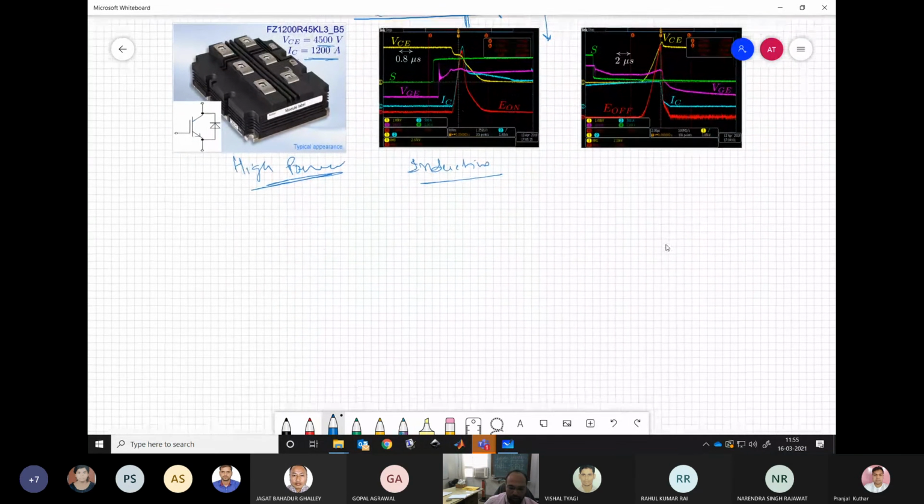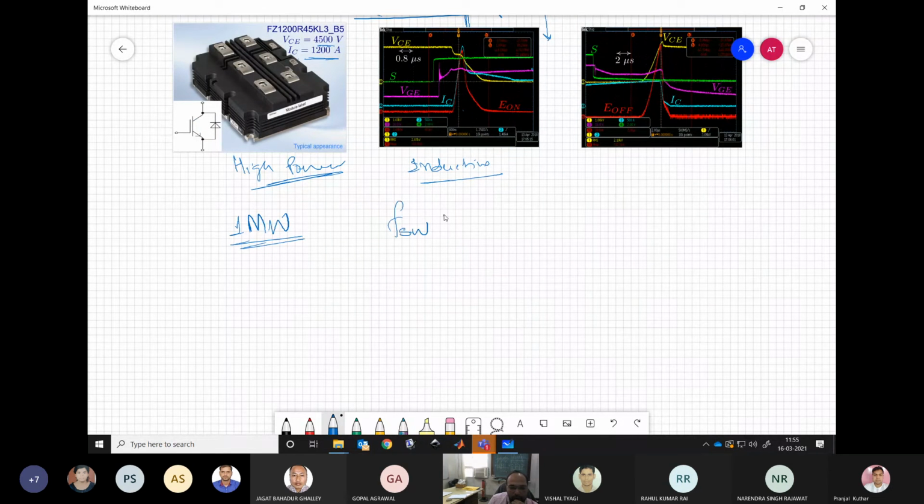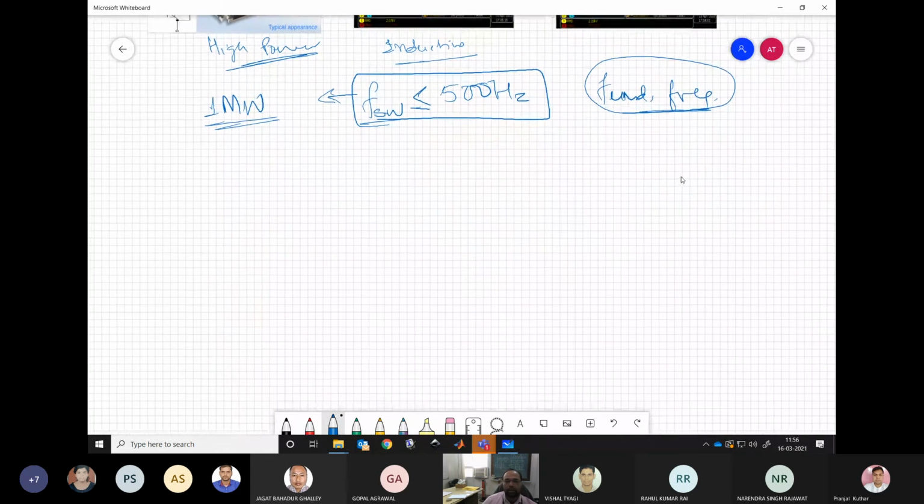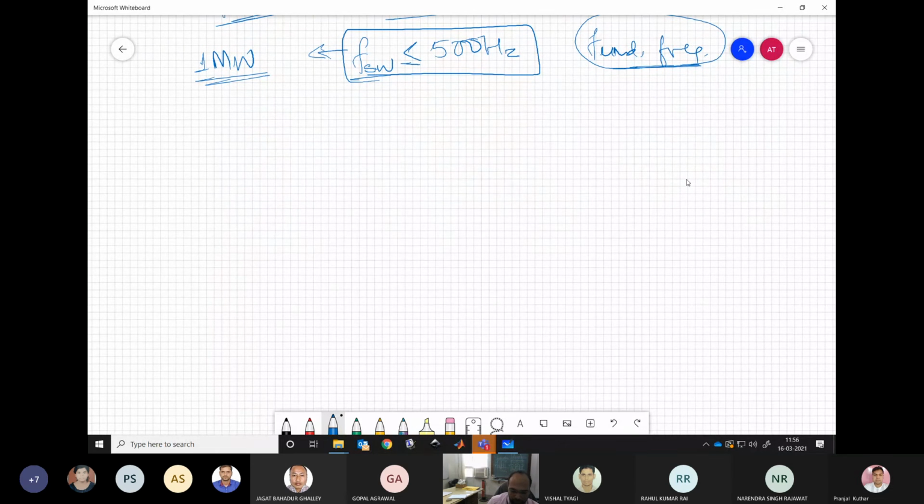Now for a practical system, let us say something of the order of a 1 megawatt motor drive, typically the switching frequency is bound to be below 500 Hertz. We cannot cross this, irrespective of what fundamental frequency we have. So that means we need to go for the PWM techniques we have discussed. Now, if we do not have such heavy systems, which means our E on and E off are within limits.